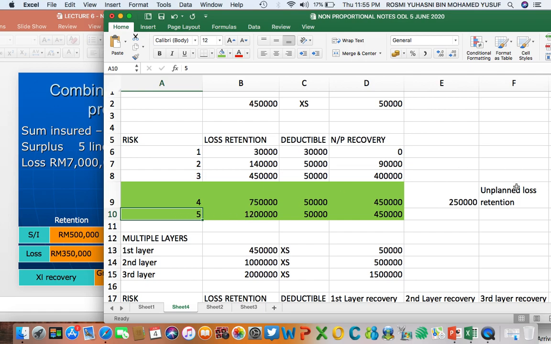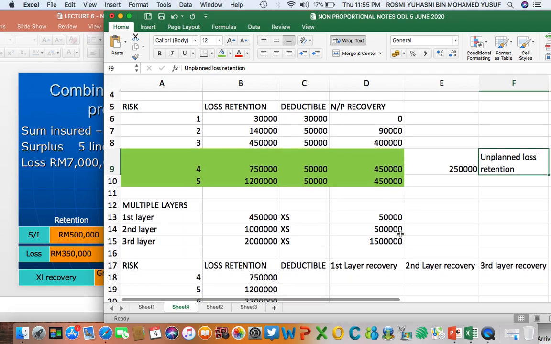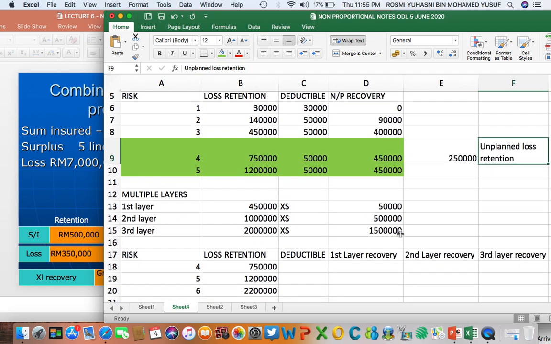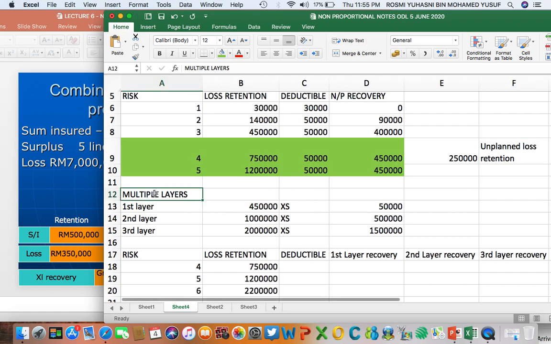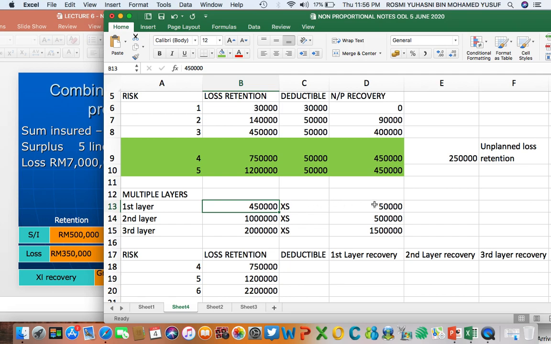To solve the problem of unplanned loss retention, the insurer will normally arrange their non-proportional cover based on multiple layers, meaning that there are 3 layers which cover the same risk. Let's say we have the first layer with a cover of 450,000 in excess of 50,000, and then the insurer arranges another layer on top of that with a maximum cover of 1 million in excess of 500,000, and a third layer with a maximum of 2 million in excess of 1.5 million.